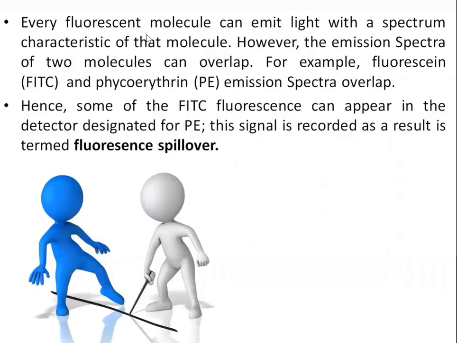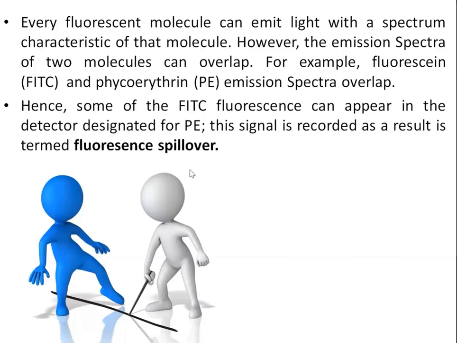Every fluorescent molecule can emit light with a spectrum characteristic of that molecule. Again, it's a spectrum, a range of wavelengths. However, the emission spectra of two molecules can overlap, as we just saw with FITC and PE. This is called spectral overlap. Some of the FITC fluorescence can appear in the detector designated for PE. The PE detector is designated to collect light only from the PE fluorochrome, but since the emission spectrum of the other fluorochrome, FITC, is very broad, some amount of FITC light can get collected in the PE detector, and that is called fluorescence spillover.